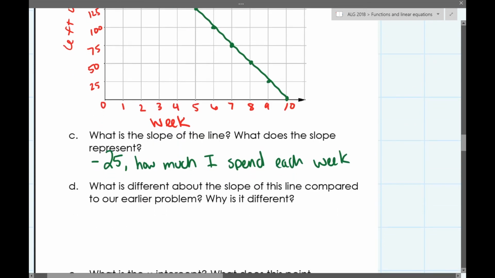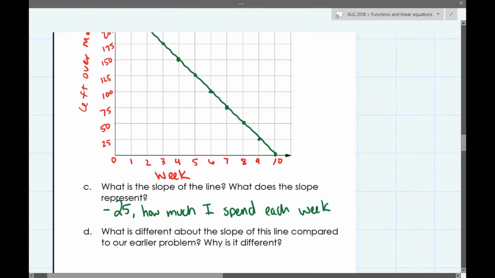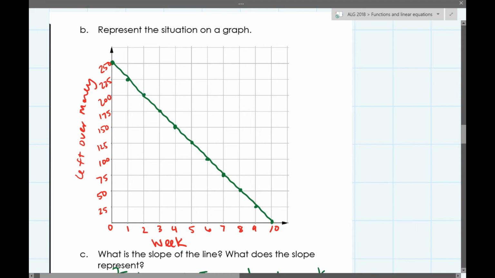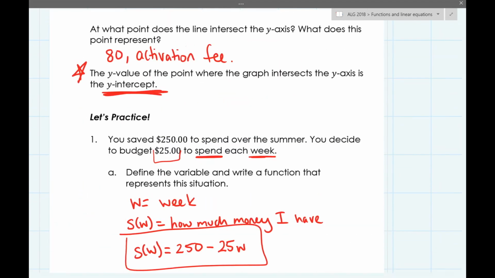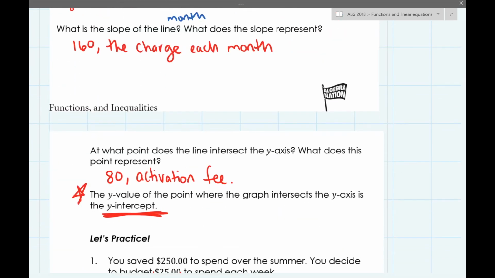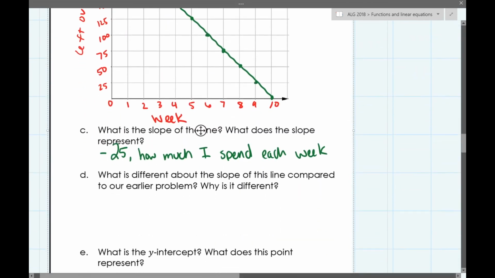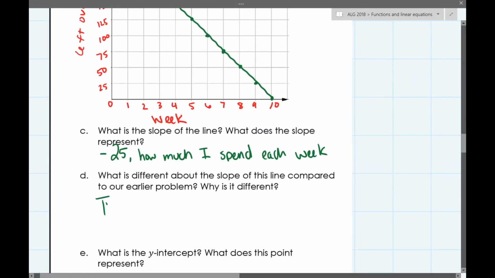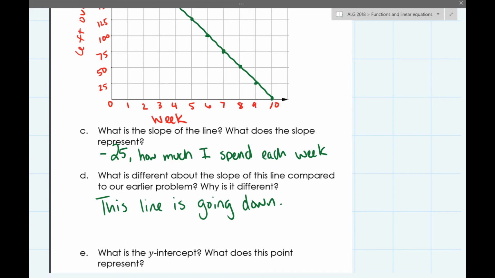Alright. So what is different about the slope of this line compared to our earlier problem? Why is it different? Basically, what's the difference between this green line that we just made and this line up here, this red line? Just look at the direction of both of the lines. One's going up and one's going down. So why would it be different? Well, we have a negative slope. So that is why our line is going down on this one.